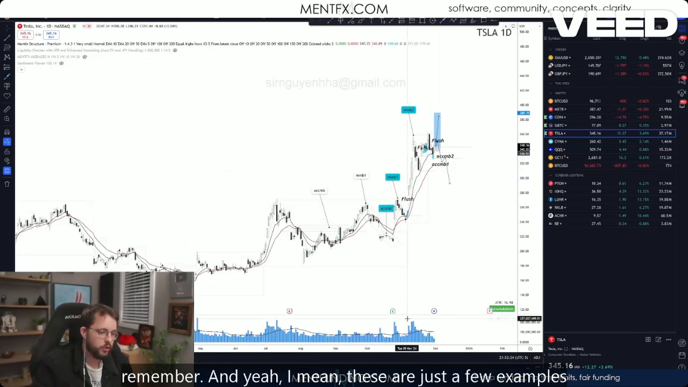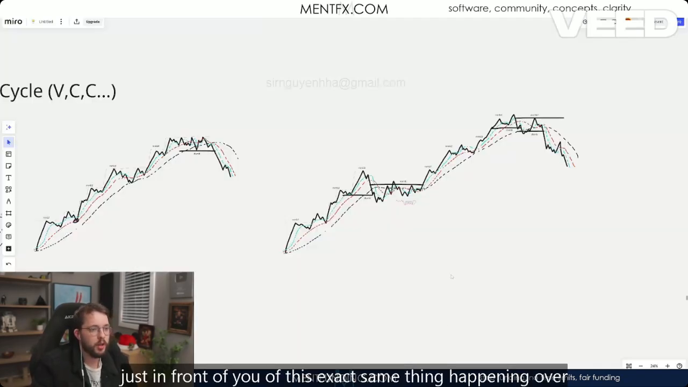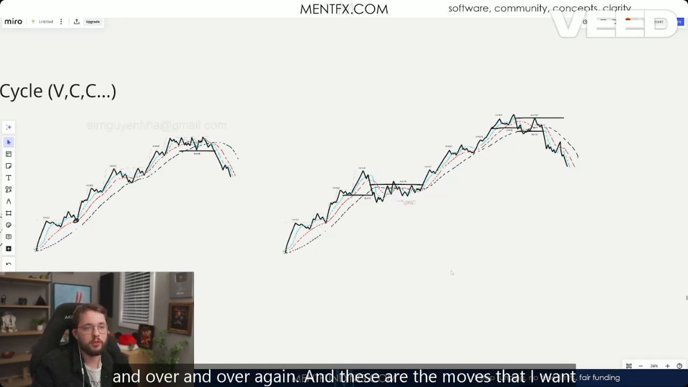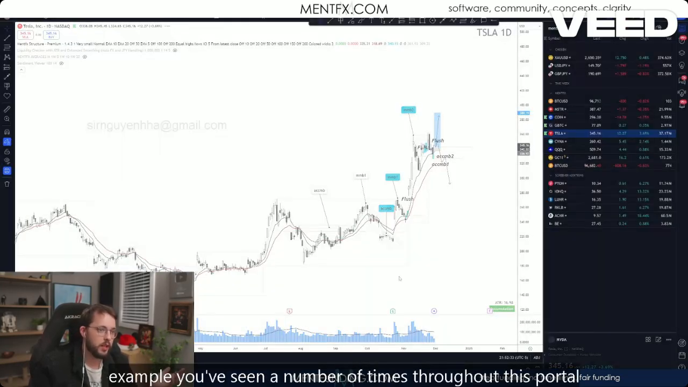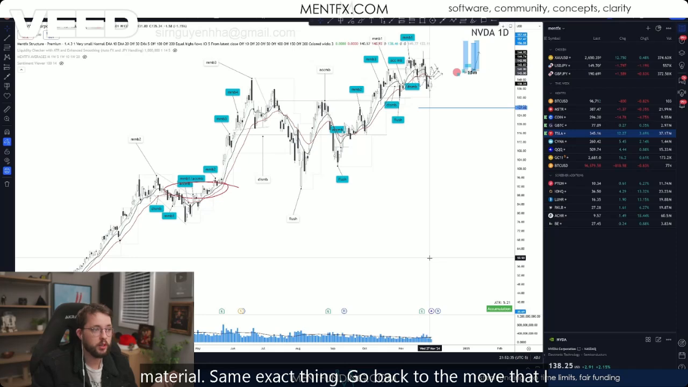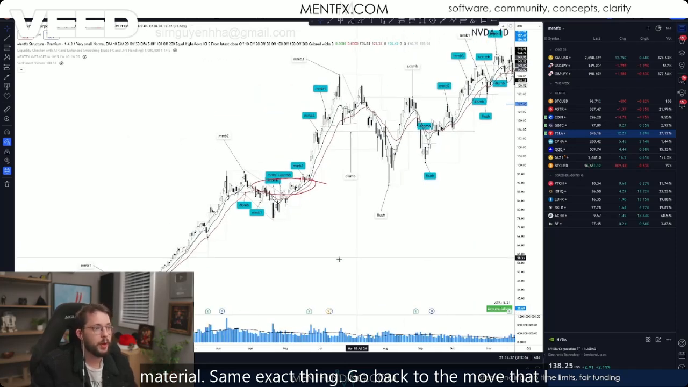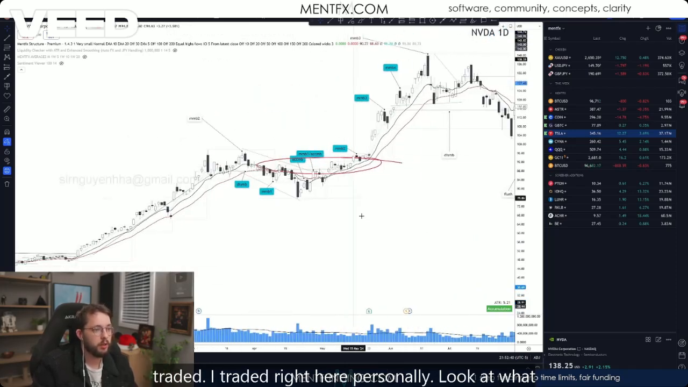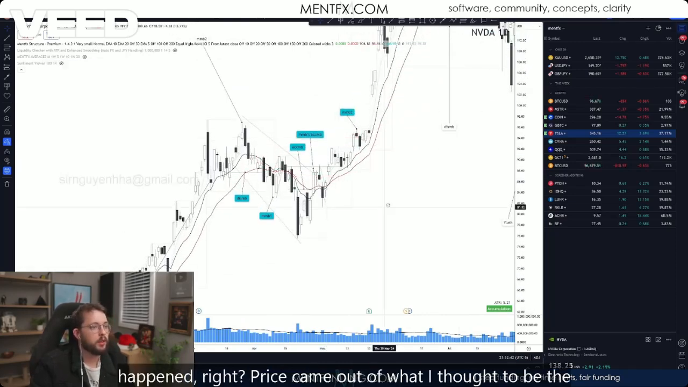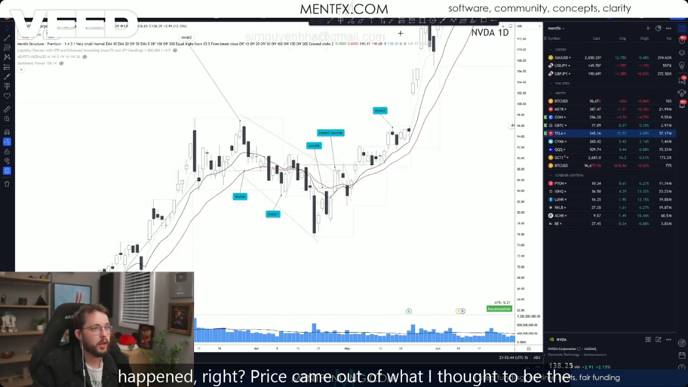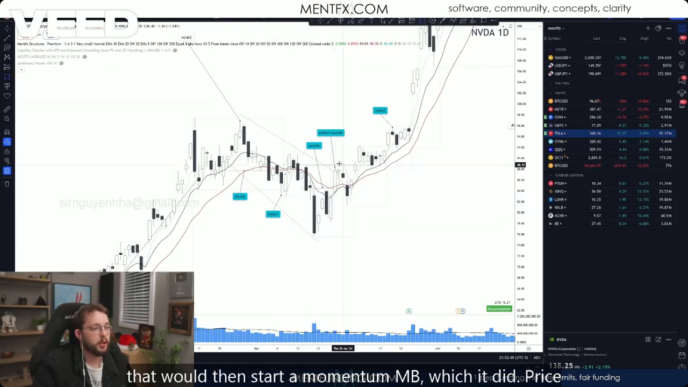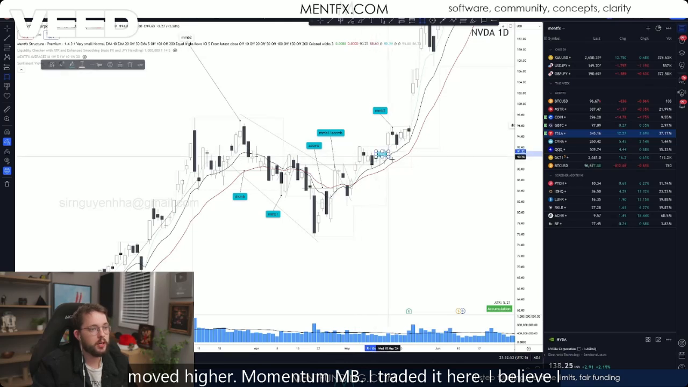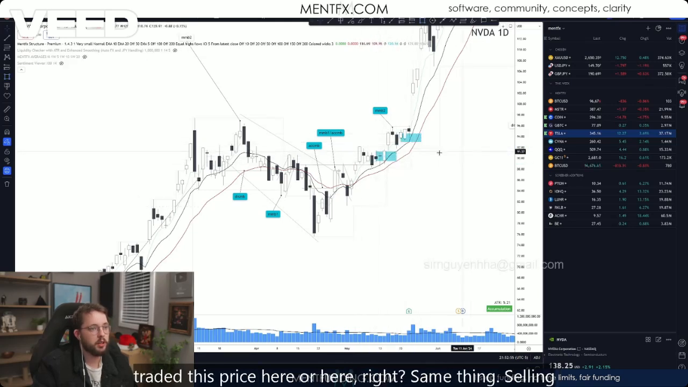These are just a few examples in front of you of this exact same thing happening over and over again, and these are the moves that I want to trade. And then NVIDIA, an example you've seen a number of times throughout this portal material. Same exact thing. Go back to the move that I traded, right here personally. Look at what happened. Price came out of what I thought to be the stage 1 here. That's an accumulation MB. Boom. I suppose that would then start a momentum MB, which it did. Price moved higher. Momentum MB. I believe I traded this price here or here.